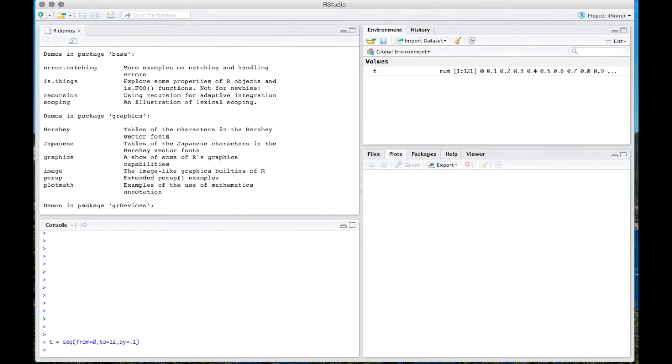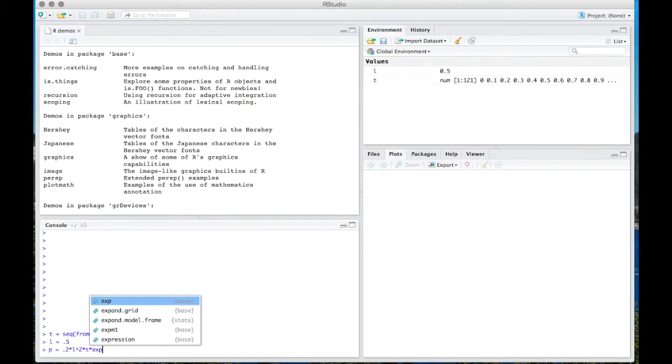Now I'll define my first guess for lambda. L is going to be 0.5. I'll define p, so it's 0.2 times L to the second times t times the exponent of minus L times t.